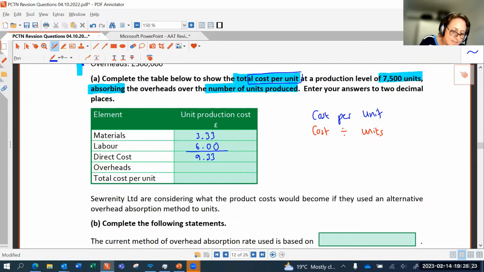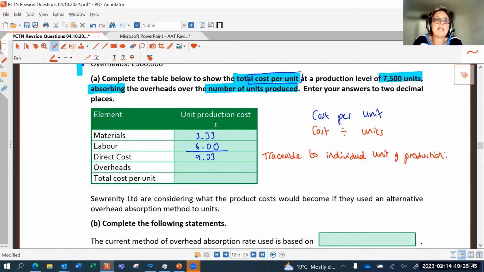So a direct cost is sometimes referred to as a cost that is traced or traceable to an individual unit of production. So if somebody was going to come along and say, how much material do you need for 1 teddy bear? I could tell them. If they said, how long does it take you to make 1 teddy bear? I could tell them. These are costs that I can trace specifically to the units I'm producing.